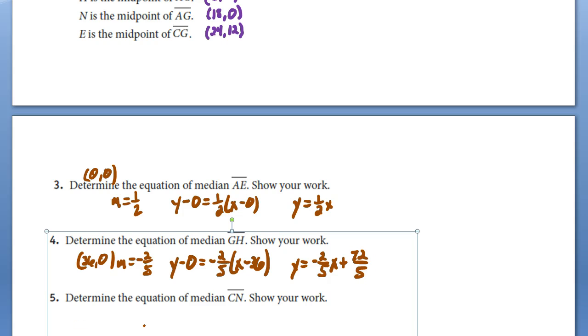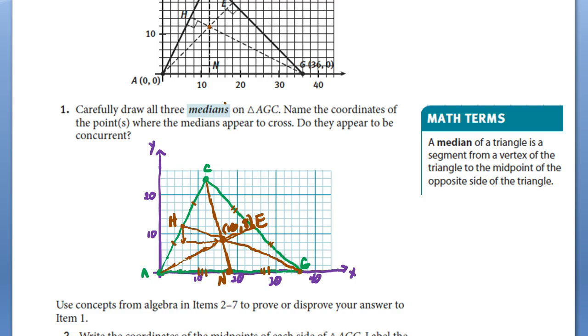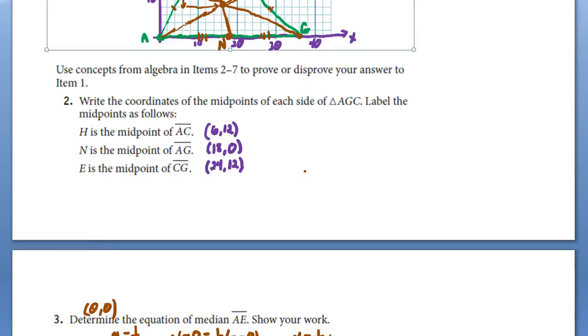Number 5, determine the equation of median CN. So CN is the one that comes from that top vertex downwards to point N. Its slope appears to be, looks like it's down 4 over 1, down 4 over 1, down 4 over 1. The slope is negative 4, and it for sure touches here at point C, which was 12, 24.